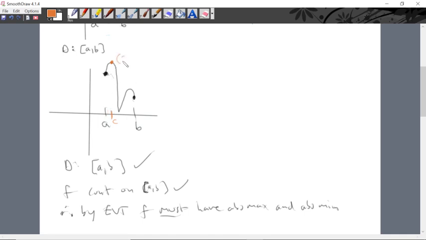So this is the point with coordinates C, f of C. And we would say f of C is an absolute max. And I'll also mention that it is also a local max, because it is within the interior, we can construct an open interval. But f of C is the absolute maximum of this particular function.